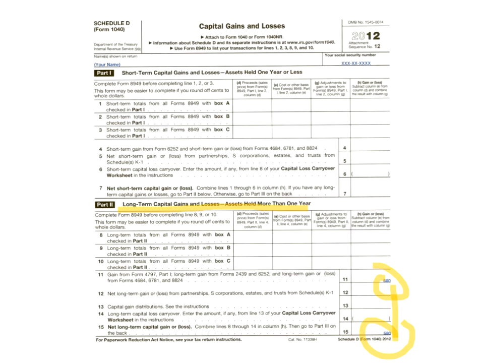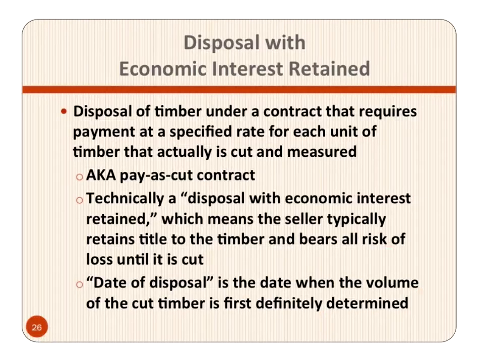And then you flip this form over and you work through a whole bunch of worksheets to figure out what your total tax is with that capital gain included. So that was an outright sale.